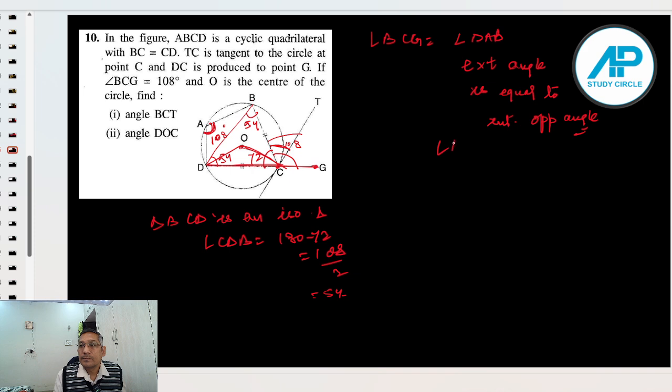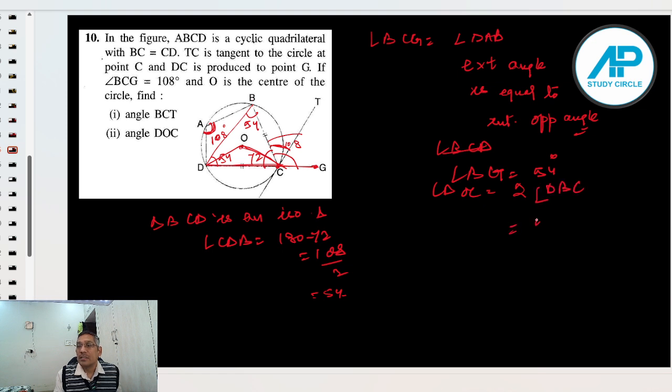So angle BCT equals 54 degrees. Then angle DOC is going to be twice the angle DBC. It is twice of 54. This angle is 108, correct. So I got the angle BCT, I got the angle DBC, I have the angle DOC.